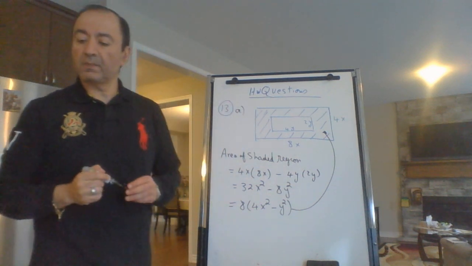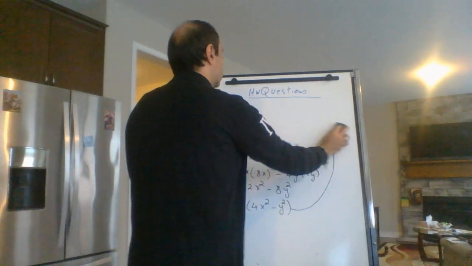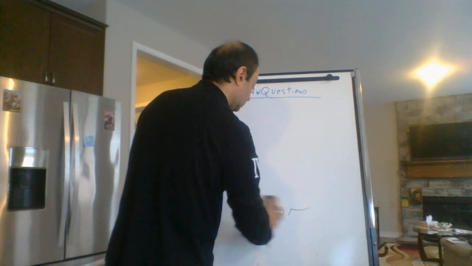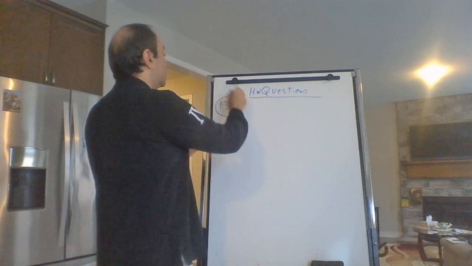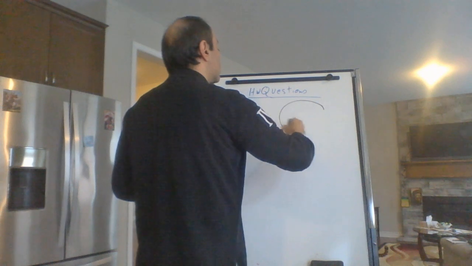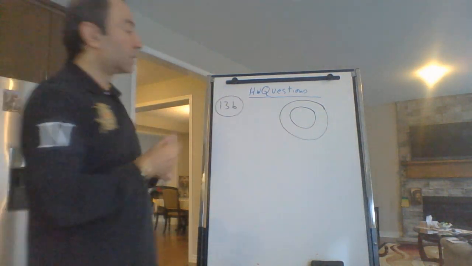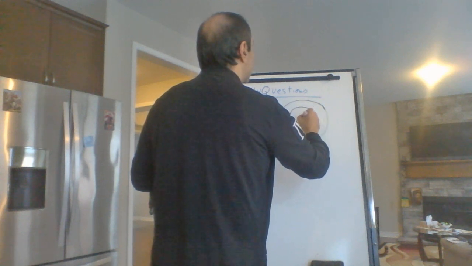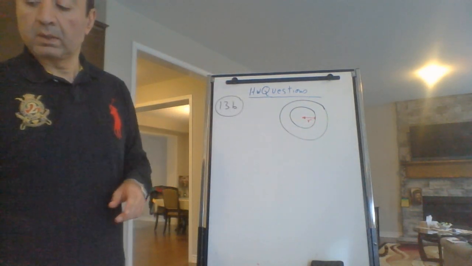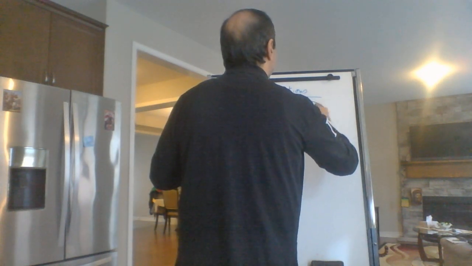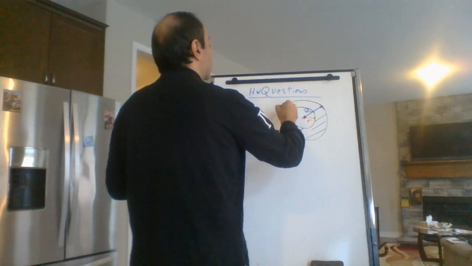We still have time. I'm going to do 13B. We have two circles. The radius of the small circle is small r, and the radius of the big circle is capital R. We need to find the formula for the shaded region.